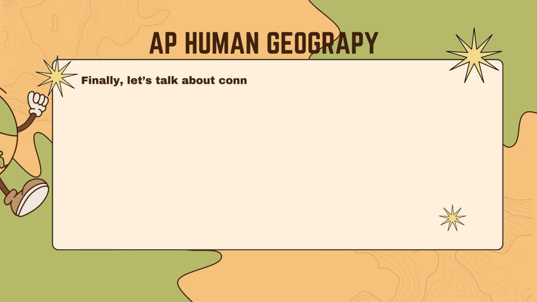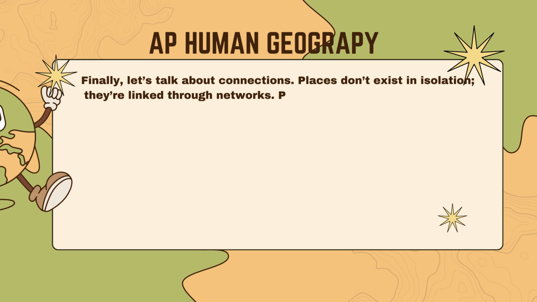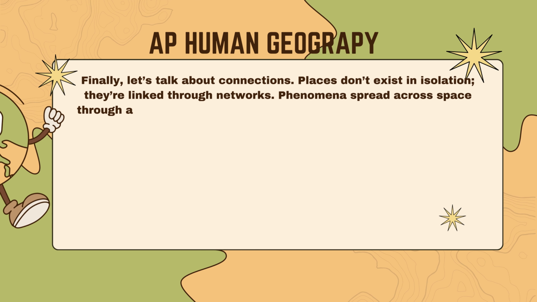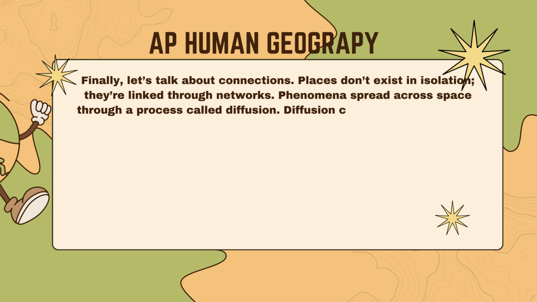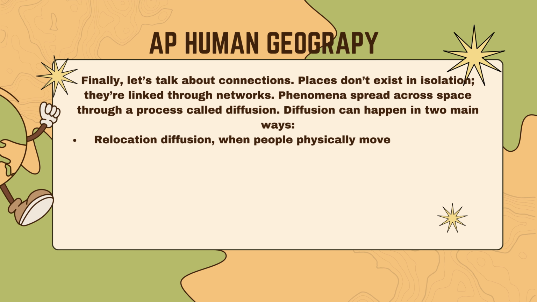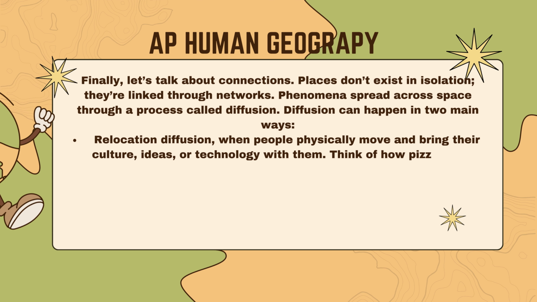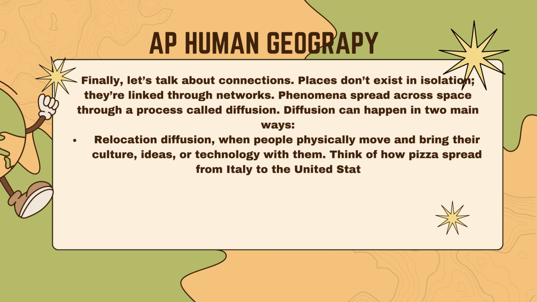Finally, let's talk about connections. Places don't exist in isolation, they're linked through networks. Phenomena spread across space through a process called diffusion. Diffusion can happen in two main ways: relocation diffusion, when people physically move and bring their culture, ideas, or technology with them. Think of how pizza spread from Italy to the United States.